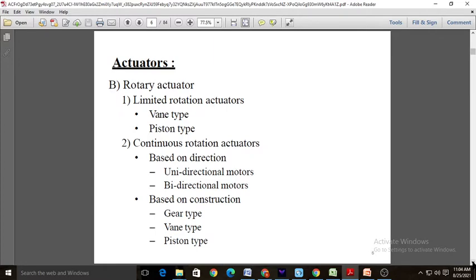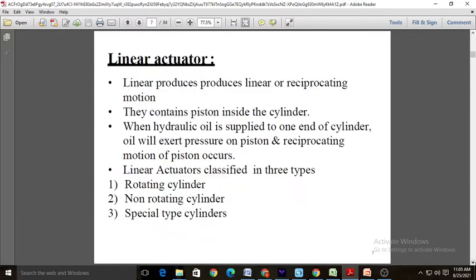Then again these rotary actuators can be classified into vane type, piston type, continuous rotation actuators, then based on direction, unidirectional actuators and bidirectional actuators. Then based on the construction we classify them as gear type, vane type, and piston type.